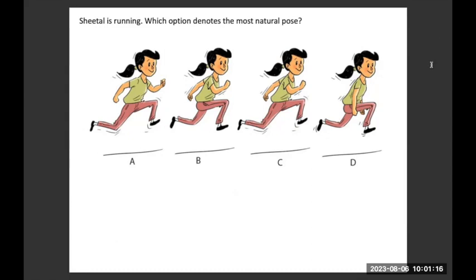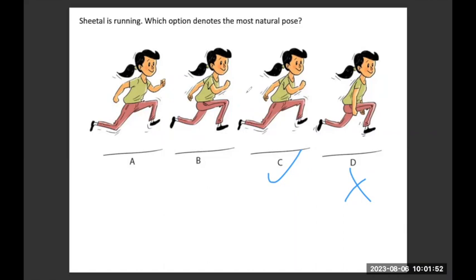Anvi, wrong answer. So far, everybody else has given the correct answer. Okay, in this case, the correct answer is option C. Why option C? Like I suggested, look at the hand-leg coordination. Option D is of course not possible, and that's why I'm not even looking at it. Option D is wrong here, because it looks as if this woman is lifting something. It's not running.